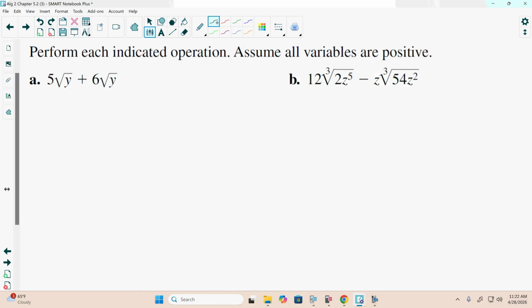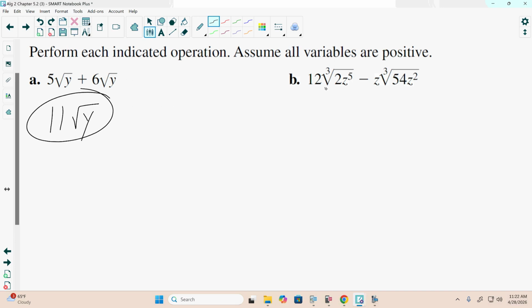A, 5 square roots of y plus 6 square roots of y. Are the radicals the exact same? Yeah, so we have 11 square roots of y. 5 plus 6 is 11, so we have 11 square roots of y.